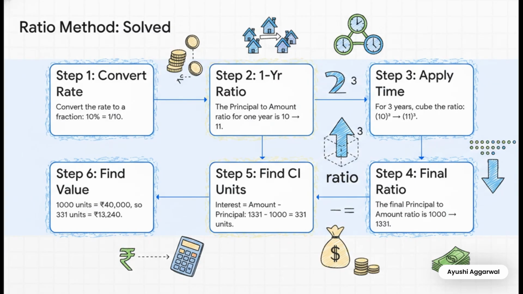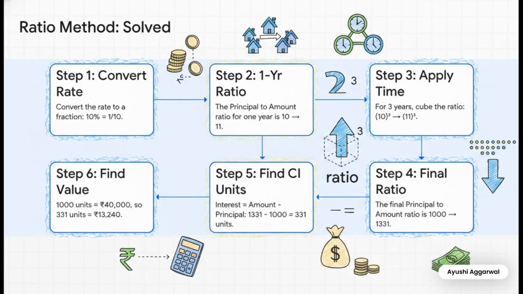Step 1, we convert the rate into a fraction. So 10% becomes 1 by 10. What does this mean? It simply means for every 10 rupees of principal, we get 1 rupee of interest. So for step 2, for 1 year, our principal to amount ratio becomes 10 to 11. See? Simple. Now, for step 3, the time is 3 years, so what do we do? We compound this ratio 3 times, which is just a fancy way of saying we'll cube both sides. 10 cubed is 1,000, and 11 cubed is 1331. So our final ratio is 1,000 to 1331.